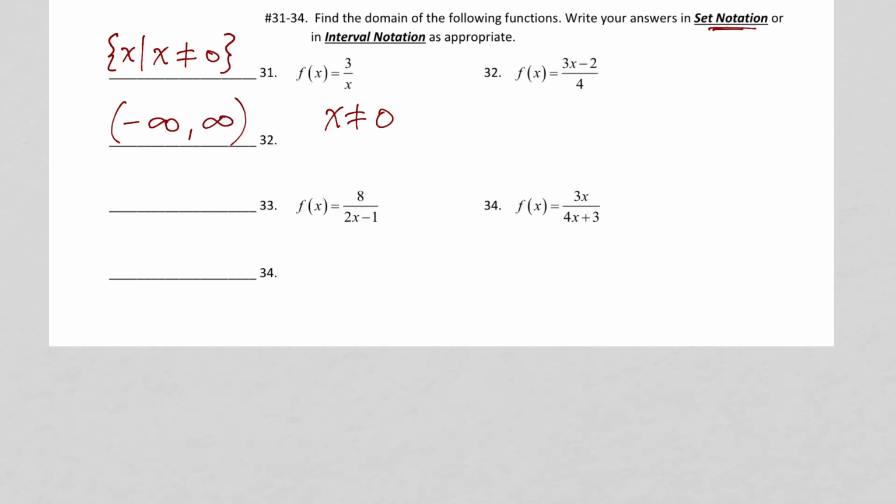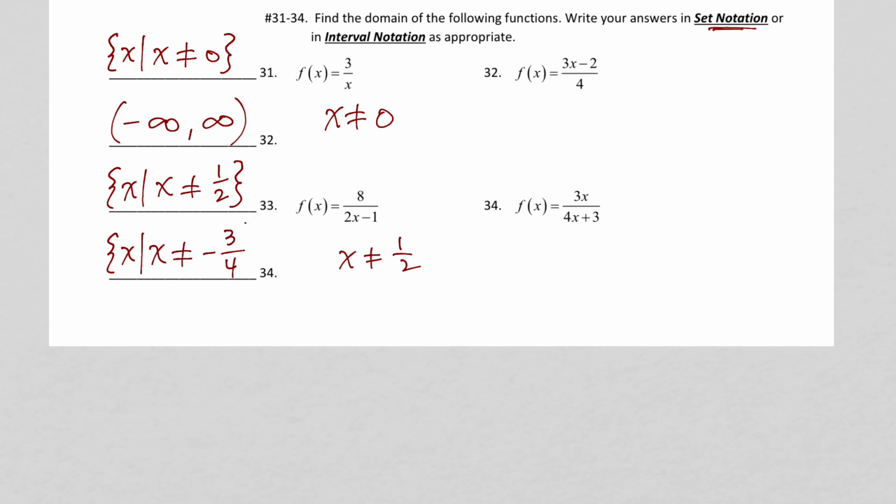This tells us that x cannot be equal to positive 1 over 2. It's the opposite of this and this over this. So we open up a set, all the values of x such that x cannot be equal to 1/2. This is negative 3 over 4. So the domain is all the values of x such that x cannot be equal to negative 3 over 4.